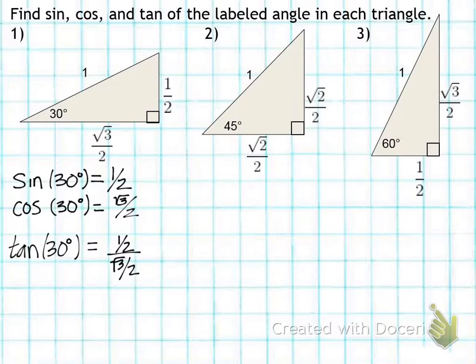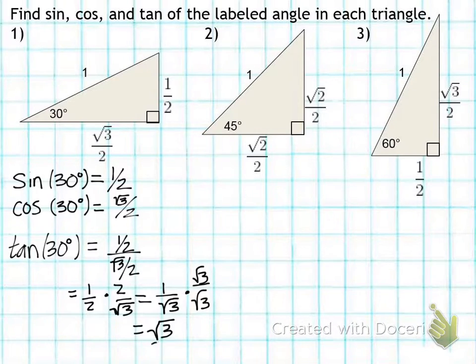So we could practice remembering how to divide fractions here. If we have to divide by a fraction, we just multiply by the reciprocal. Here the 2's cancel out, so I'm just left with 1 over root 3. But I need to rationalize the denominator, so I multiply top and bottom by root 3. That gives me root 3 over 3.